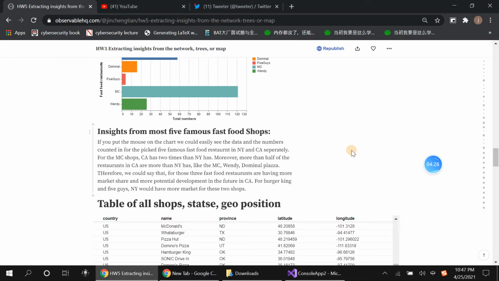So from this project, we can see that for this fast food restaurant there is more market share and more potential development in the future in California. And for Burger King and Five Guys, New York State is probably going to have more market share in the future.